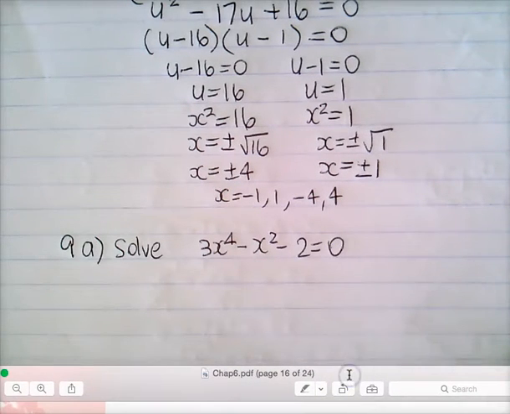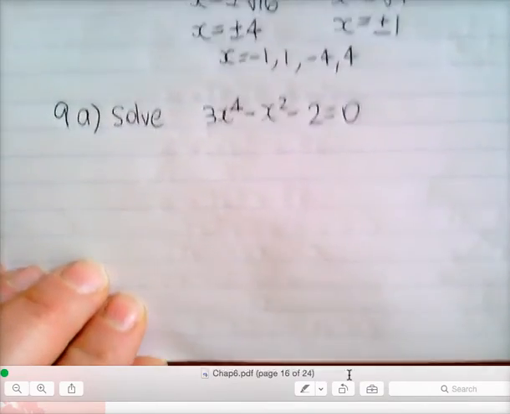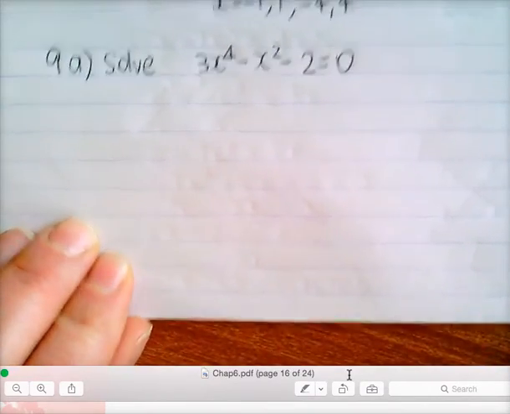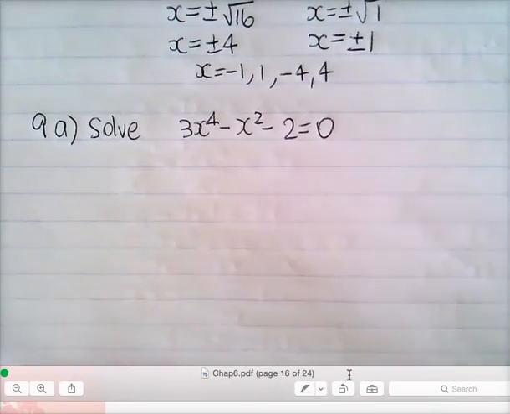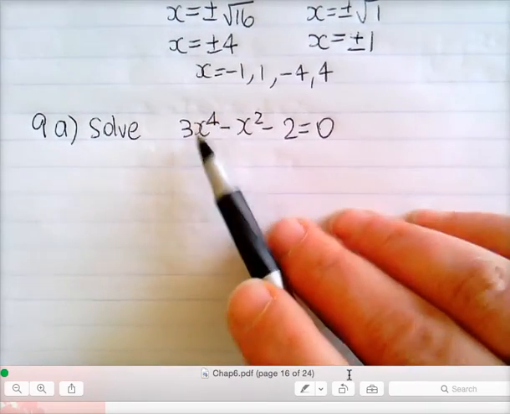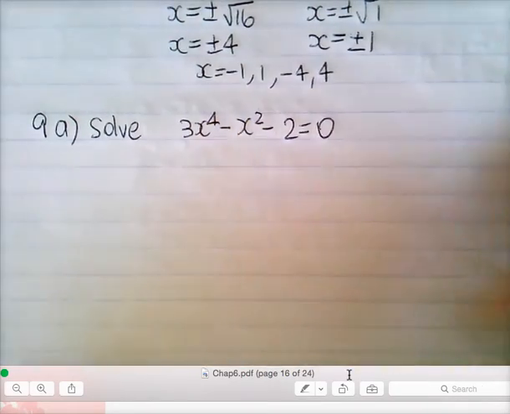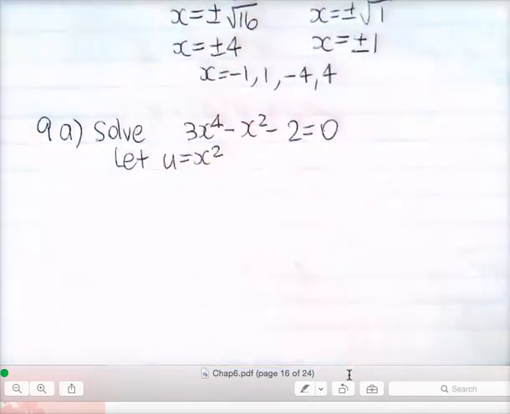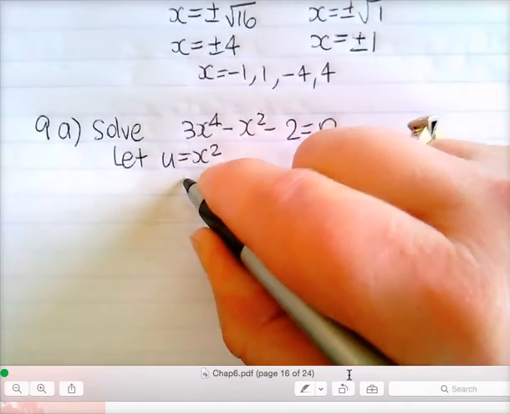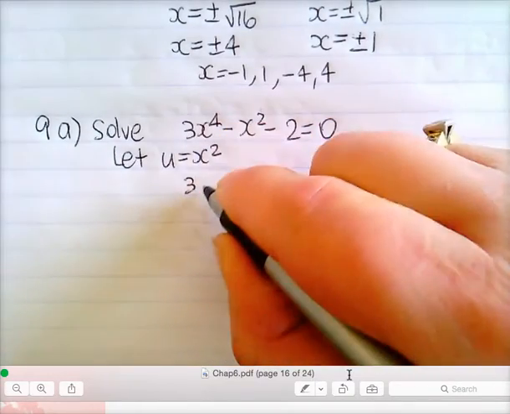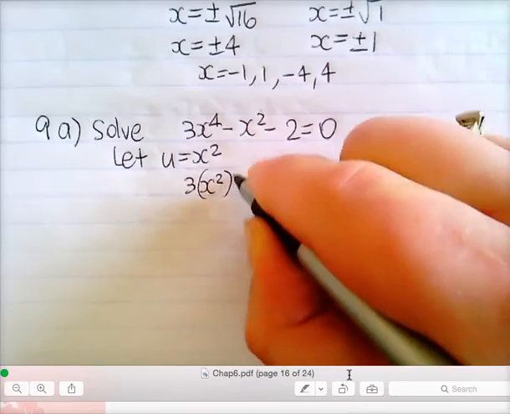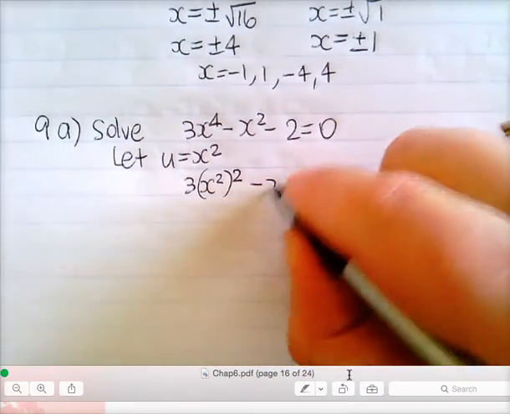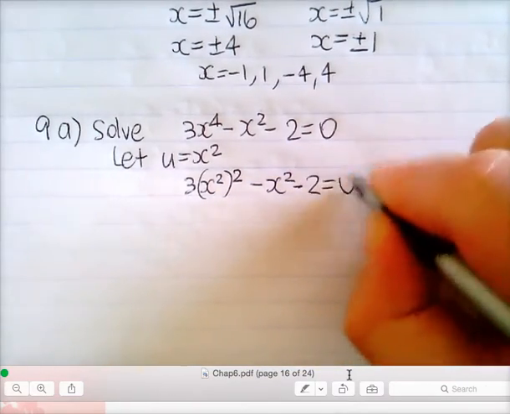Okay, girls, we're looking at question 9A. Similar question. We're trying to solve that. Notice the power here, x to the 4 is double that power. It's going to be a quadratic. So let u equal x squared. So what's this going to become? Remember, 3x^4 means 3(x²)² minus x squared minus 2 equals 0.